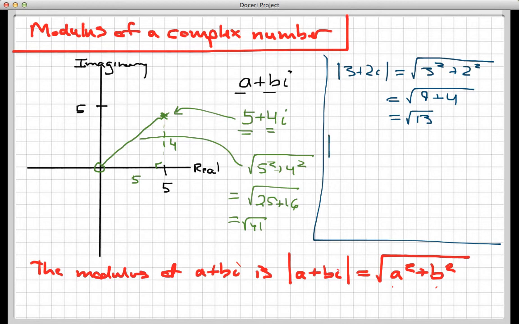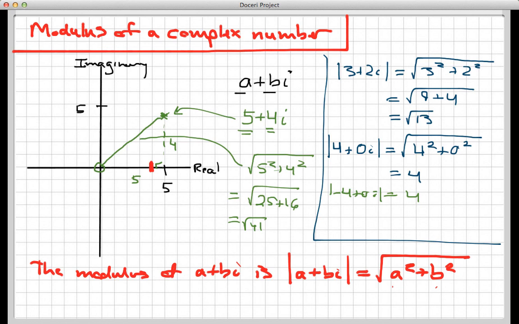What if I took the modulus of 4 plus 0i? Well, that would be the square root of 4 squared plus 0 squared, and that would just be 4. And that makes sense because the complex number 4 plus 0i, if I plotted it over here in the plane, would go right there. It's along the real axis, and so it's obviously 4 units from the origin, and the math bears that out. I would get the same thing if I had taken the modulus of -4 plus 0i. That is also going to be equal to plus 4.